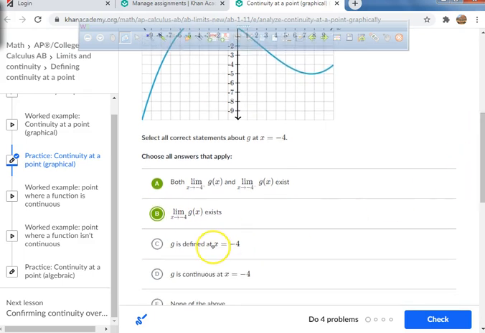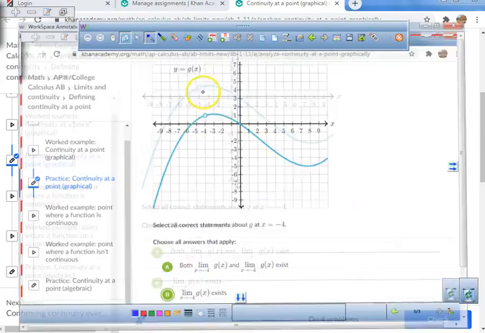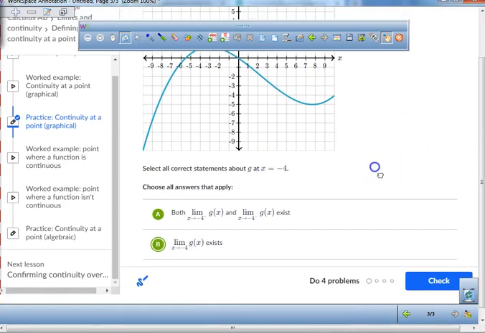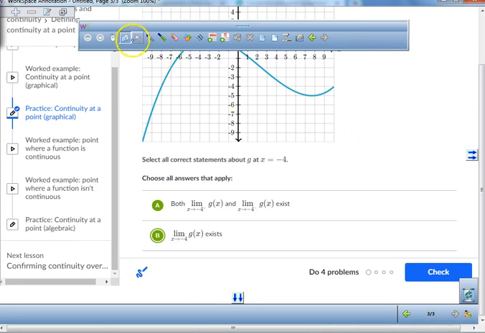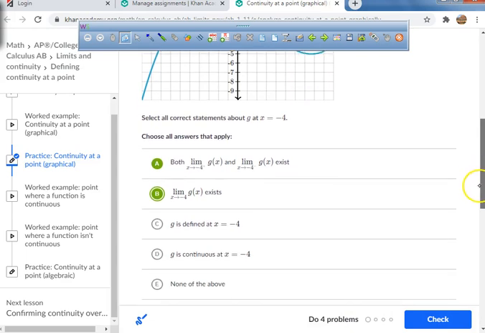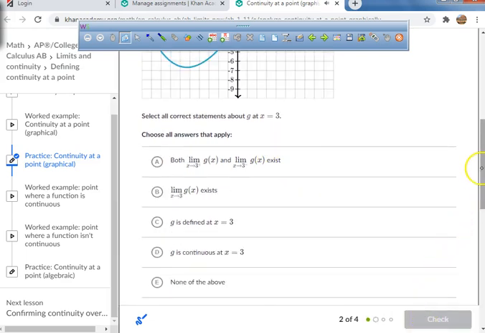But it is not defined at x equals -4, and it is not continuous. In order for it to be continuous, this point right here would have to be filled in. Right now there's a break in the graph, so it's not going to be considered continuous. So all I'm going to do is select just these two answers. Let's take a look at this next graph.